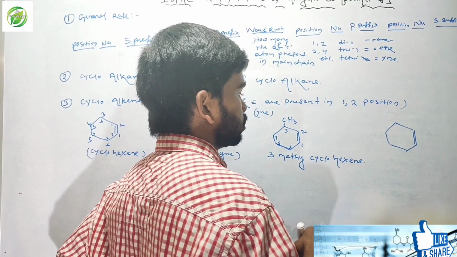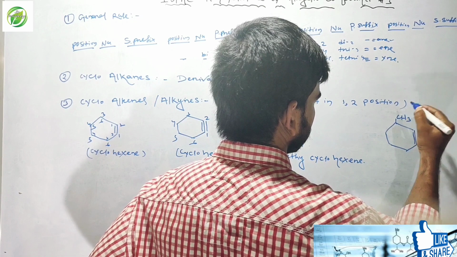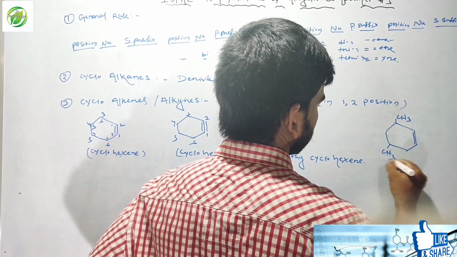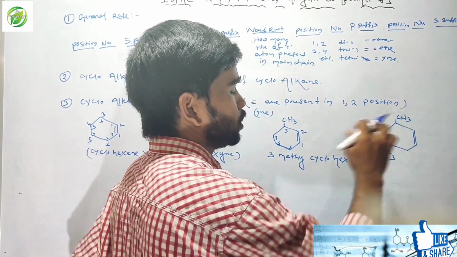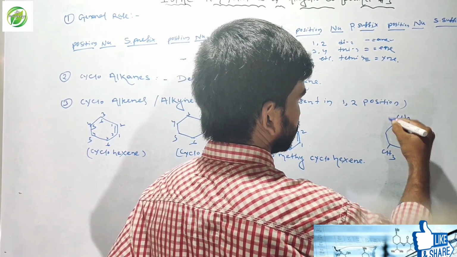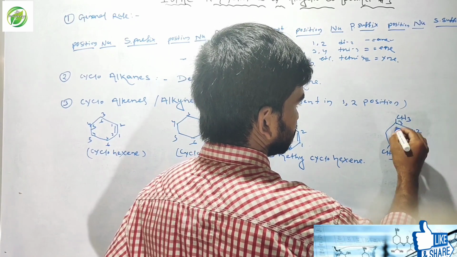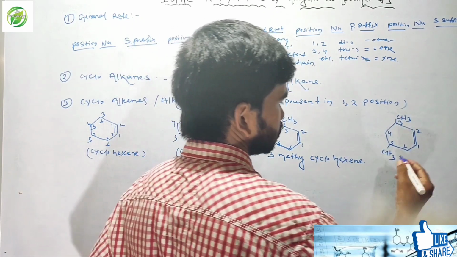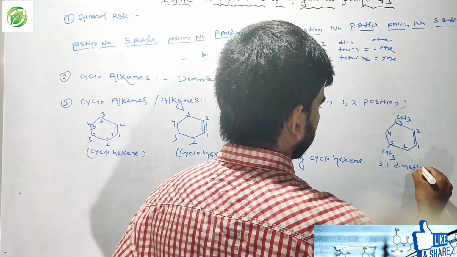This is our double bond. So how do we start numbering? We simply follow the lowest locant. When you start numbering from this side, it is 1, 2, 3 position. When you start numbering from this side, it is 1, 2, 3, 4 position. So this is our correct numbering. The resultant name of this compound is 3,5-dimethyl cyclohexane.